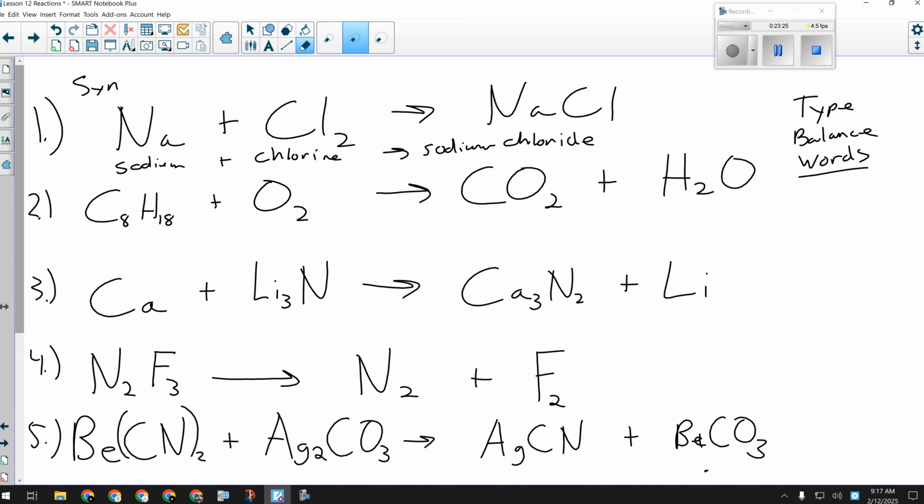Right, is it balanced? Don't think so. There's 2 chlorines in the reactants. There's only 1 in the products. All right, so what needs to go here?